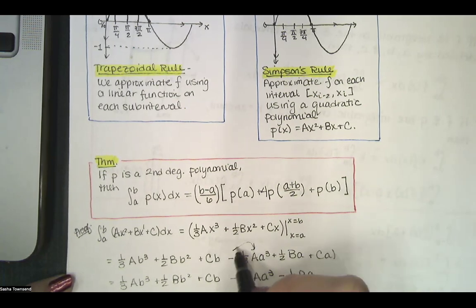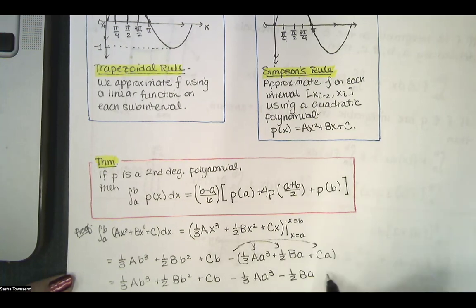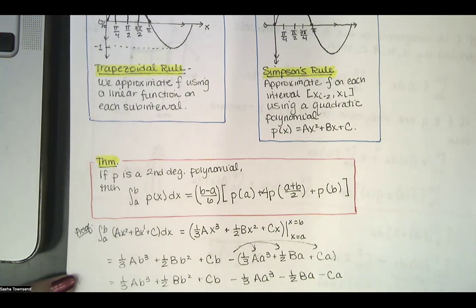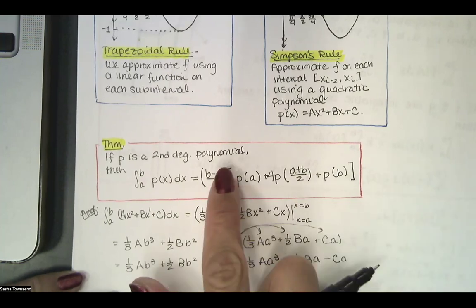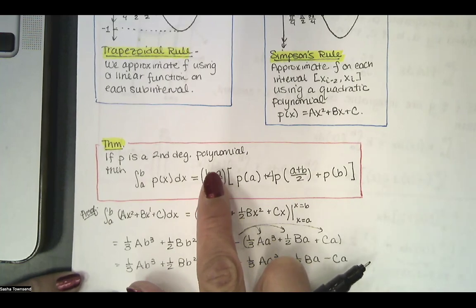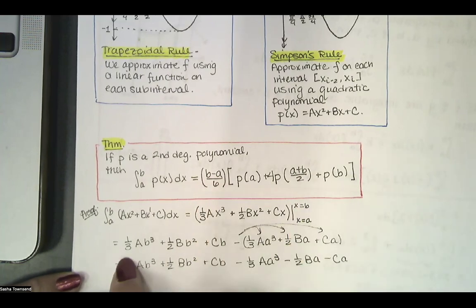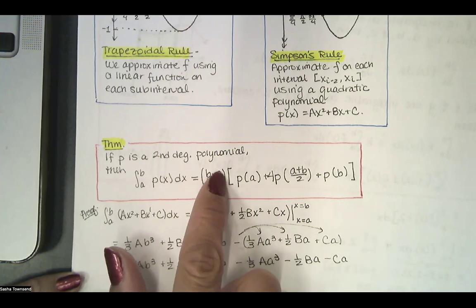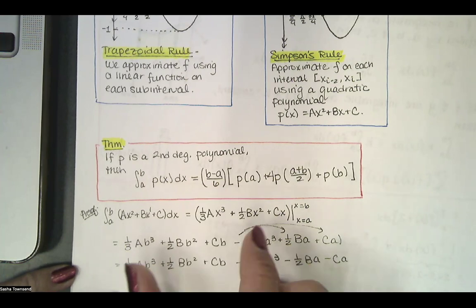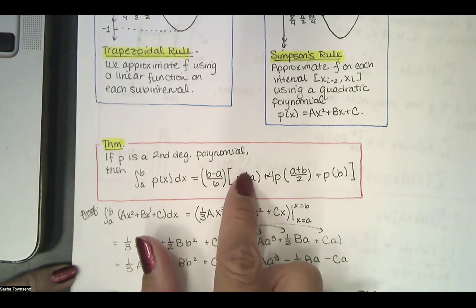That negative gets distributed there and there and there. And then we look at this form, notice that we've got a b minus a out front. So what I'm looking for is to factor this. I need to be able to factor out that b minus a divided by 6. And then I want to see that function evaluated at a.